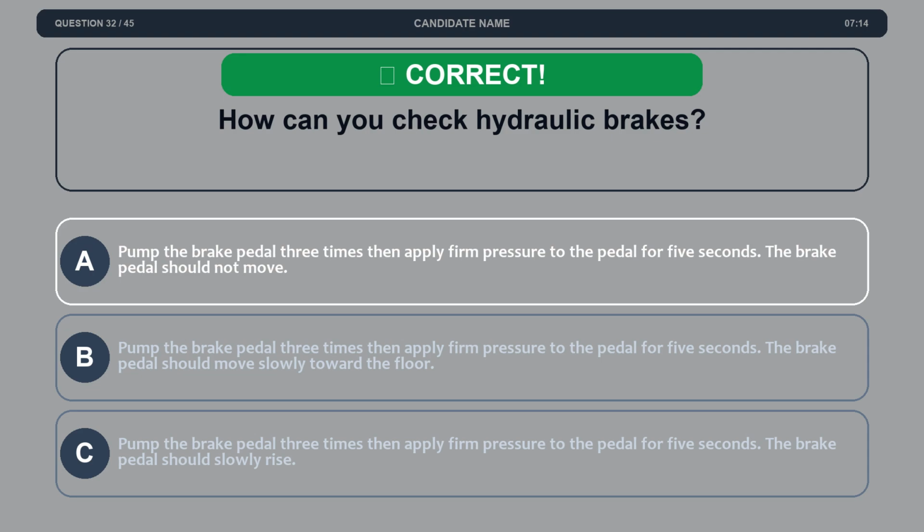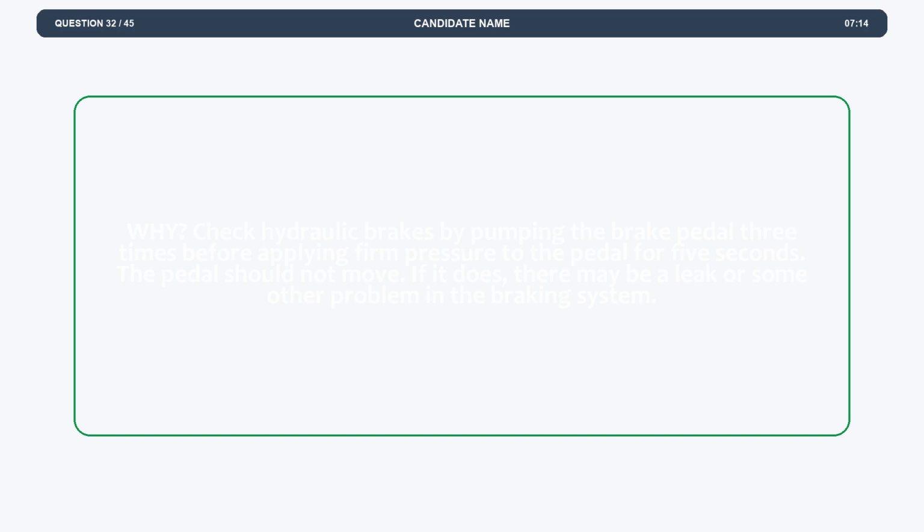The correct answer is option A. Pump the brake pedal 3 times then apply firm pressure to the pedal for 5 seconds. The brake pedal should not move. Explanation. Check hydraulic brakes by pumping the brake pedal 3 times before applying firm pressure to the pedal for 5 seconds. The pedal should not move. If it does, there may be a leak or some other problem in the braking system.